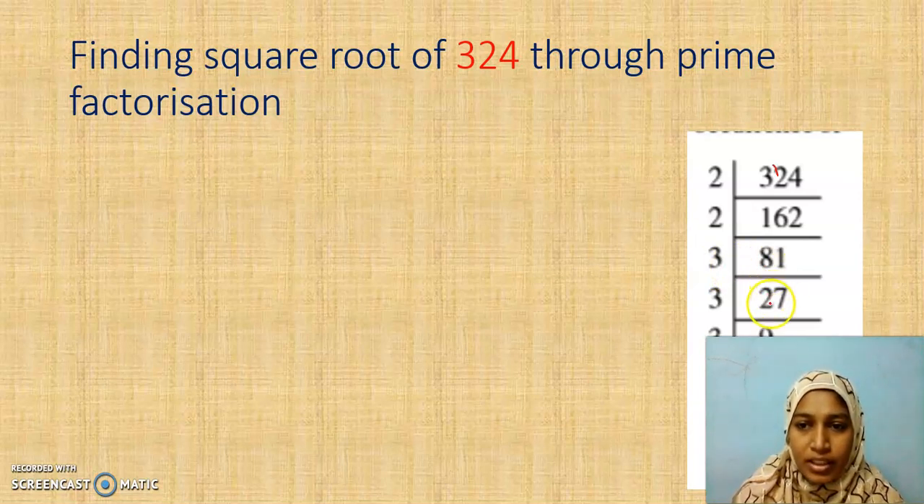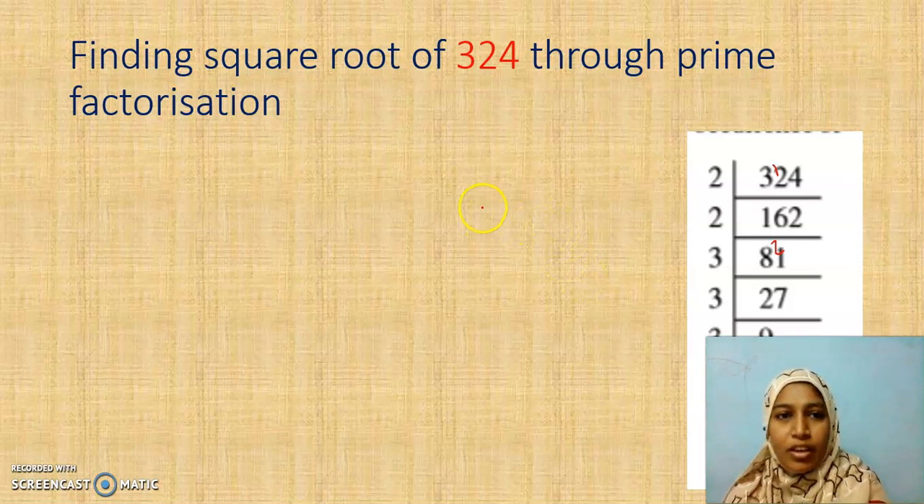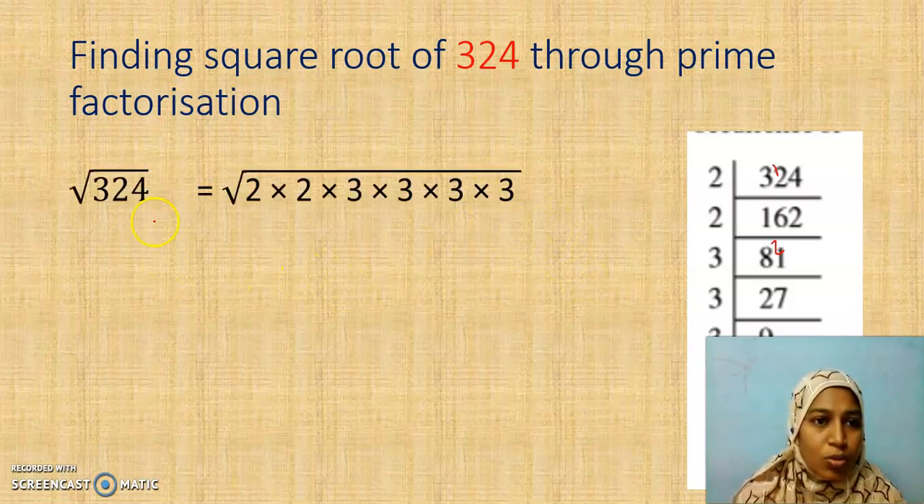Then 2 3s are 6. Remainder will be 2. So 21. 7 3s are 21. So you got an idea how to do this prime factorization. So this square root, I have to find the square root of 324. This 324 can be written as 2 into 2 into 3 into 3 into 3 into 3. I got this from this prime factorization, my dear children.